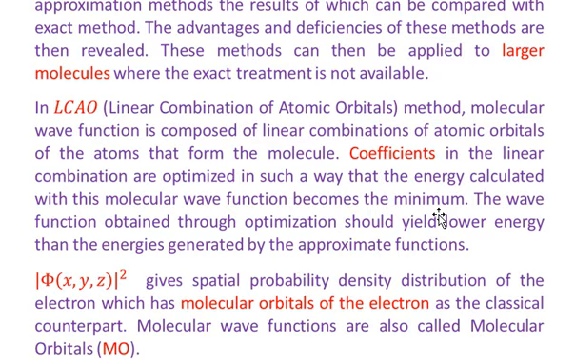So when you have a linear combination of different atomic orbitals which form the molecule, coefficients are present. We shall optimize those coefficients so that the wave function gives the minimum energy. The wave function obtained through optimization should yield lower energy than the energies generated by the approximate functions.